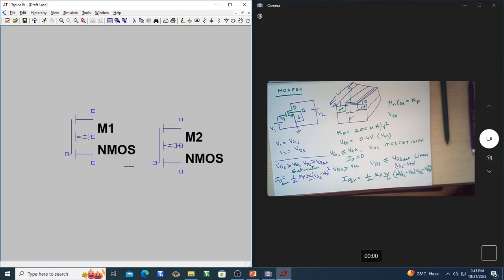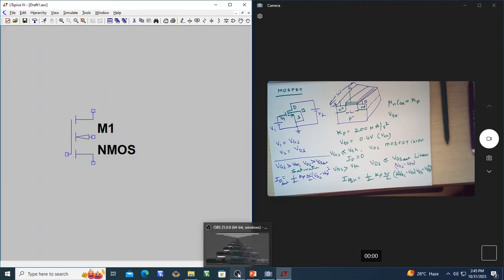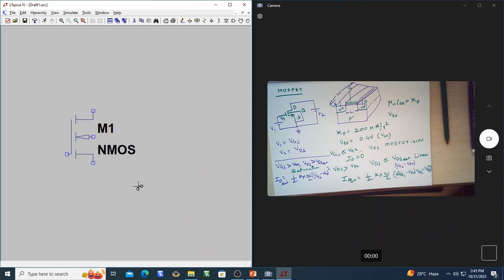Since I don't want to have two MOSFETs, I want to delete this. For deleting, you have this option, cut. That is the scissor. Take this and then cut this. Now what I have is, let me just verify. Okay, it's fine. Now I have to use these two sources, V1, V2, and then ground, and of course I have to make the connections.